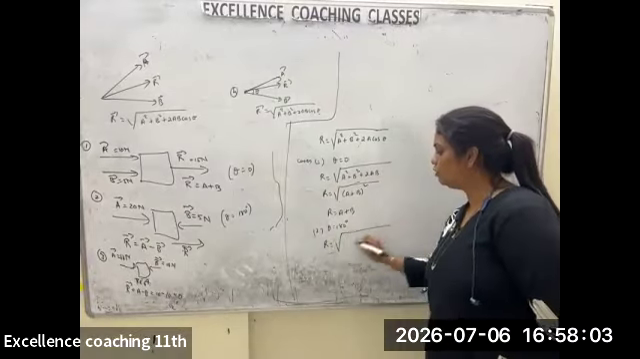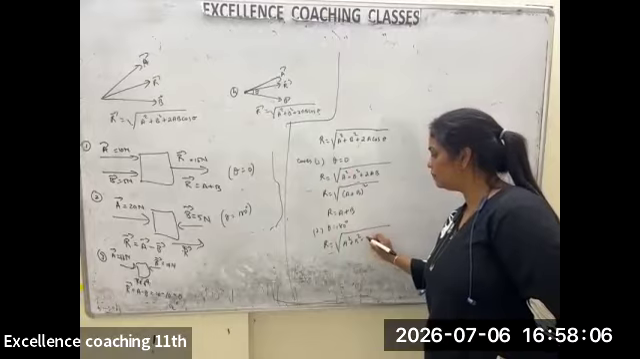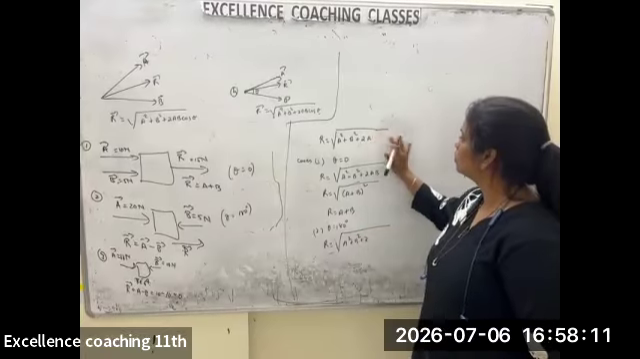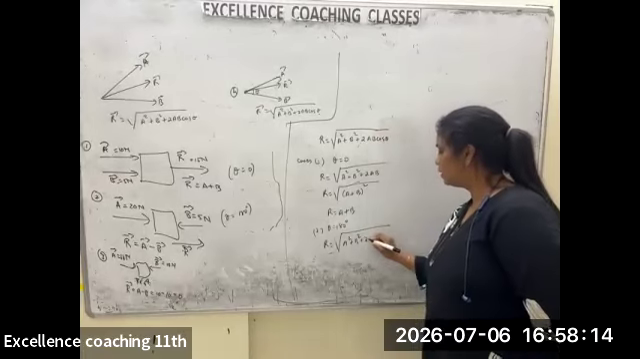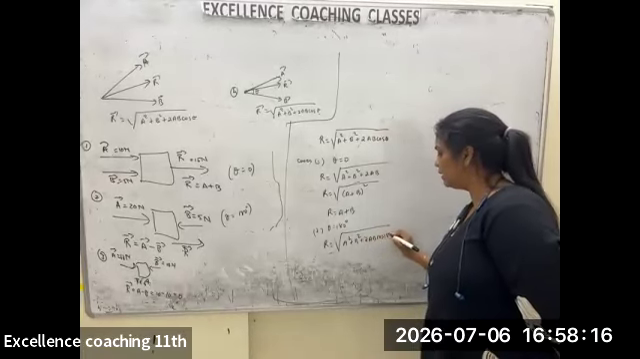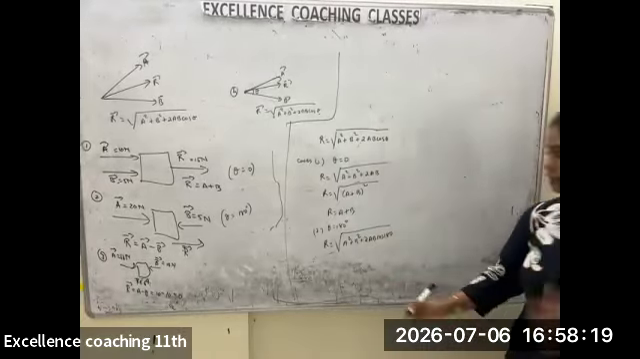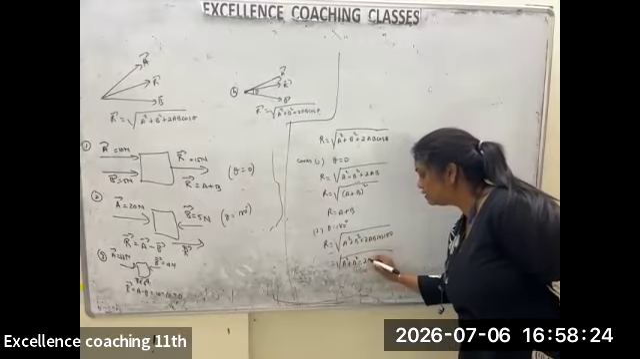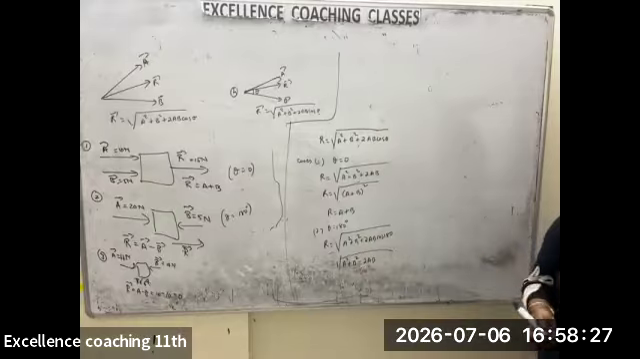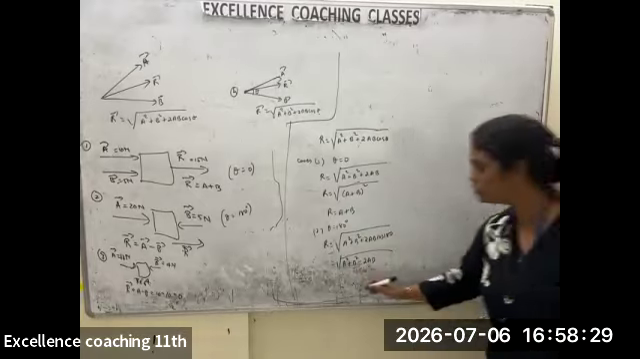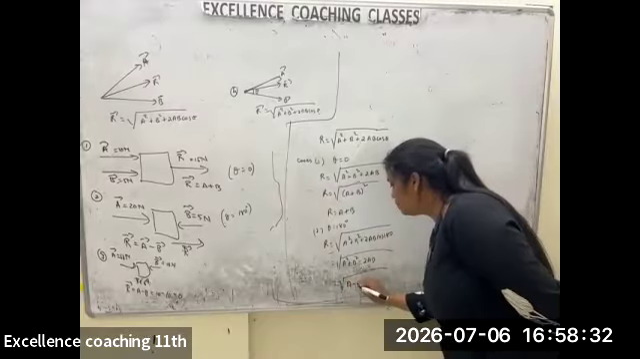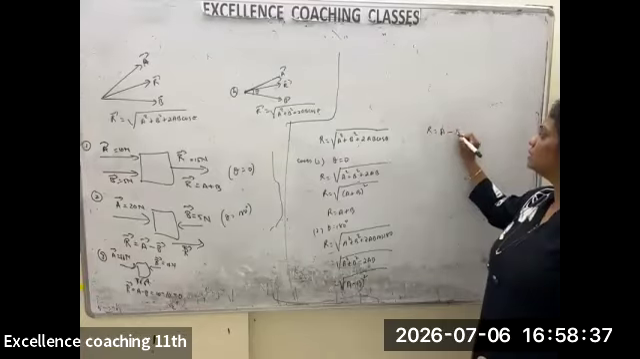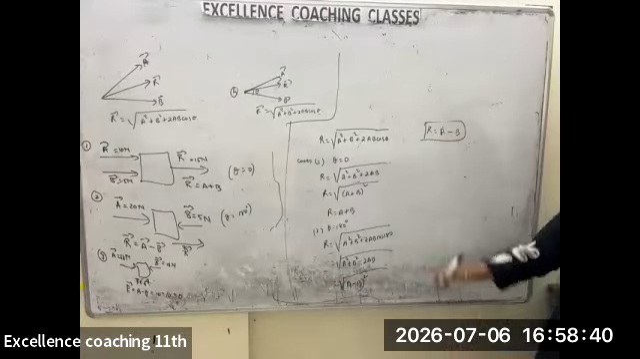R will be root of a square plus b square plus 2ab cos 180. How much is cos 180? Minus 1. So you will get a square plus b square minus 2ab. And what is a square plus b square minus 2ab? A minus b the whole square. So you get root of a minus b the whole square, which gives you a minus b. Are you getting the second one? Let us take the third one.